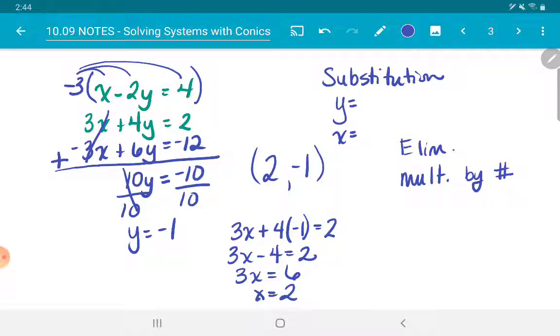Okay, so remember, the whole purpose of this is this point would make this equation true if we were to plug it in, and this equation true if we were to plug it in.